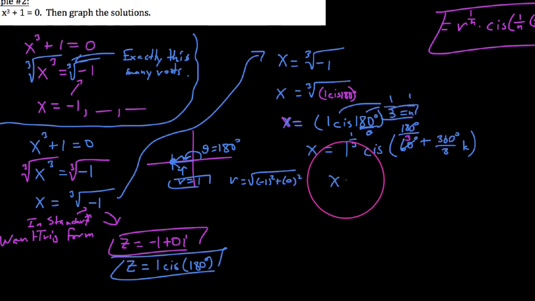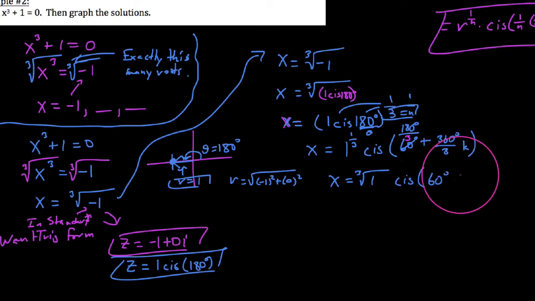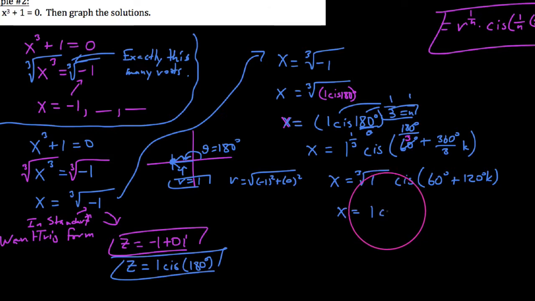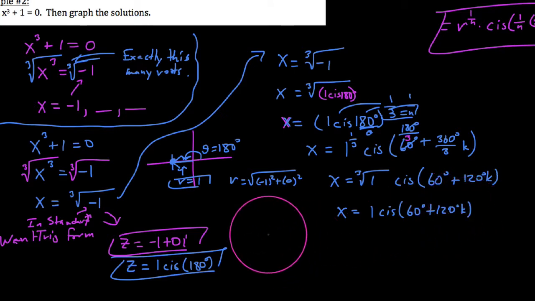Now when I simplify this, I get the cube root of 1 times cis. 180 over 3 is 60 degrees, plus 360 over 3, which is 120 degrees, times k. A few things I want to say about this. First of all, the cube root of 1 is simply 1. And the cis simplifies to 60 degrees plus 120 degrees k.